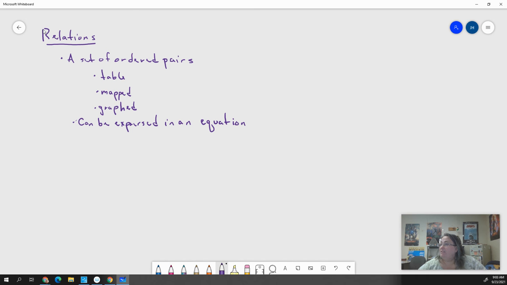Now, a table you guys have seen, right? You got your X, Y, you got your 1, 2, 3, and here you got your 5, 6, 7, or whatever. Relations, not notations. If that looks like rotations, that's my bad.